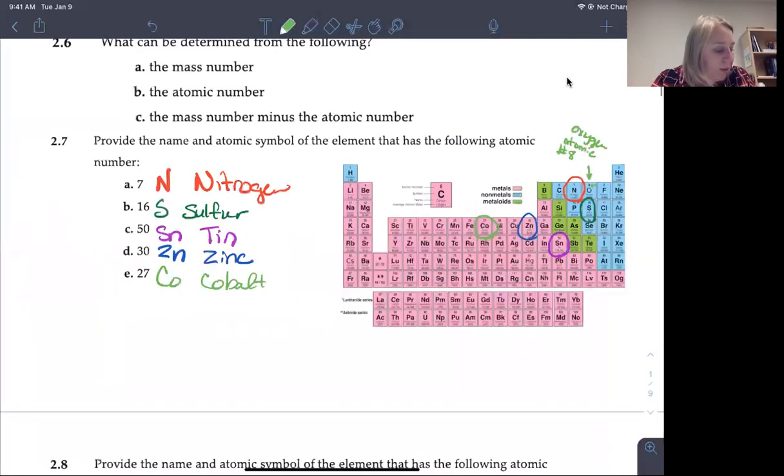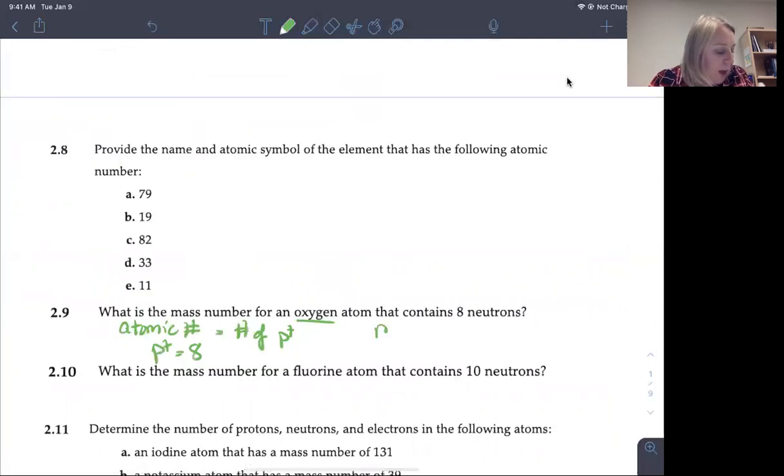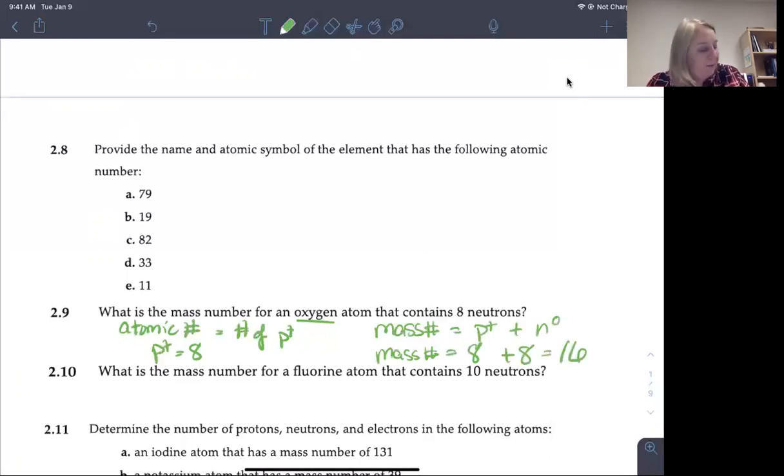So what does my atomic number tell me? Atomic number is equal to number of protons. So for oxygen, our number of protons is equal to 8. So what is the mass number? The mass number is equal to our protons plus our neutrons. So our mass number is equal to number of protons, which we said was 8, plus 8 neutrons. 8 and 8 is 16. So our mass number is 16.